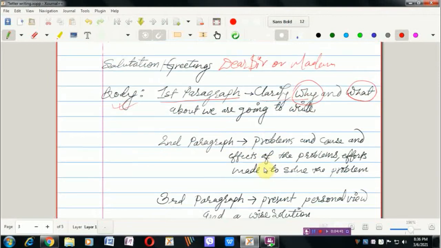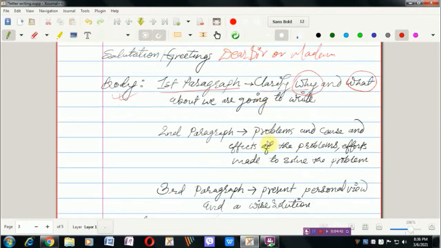In the second paragraph, you have to talk about the problem in detail, and about its cause and effect. What may be the main cause of the problem? You write the cause of the problem and the effects we are facing. You can even write some previous efforts which were made to solve the problem.